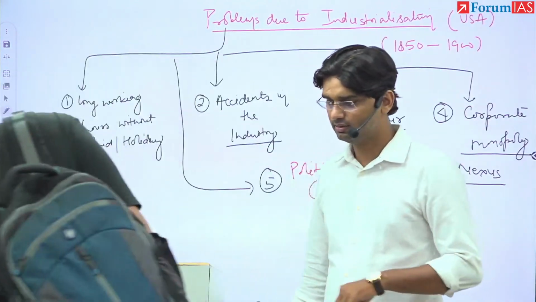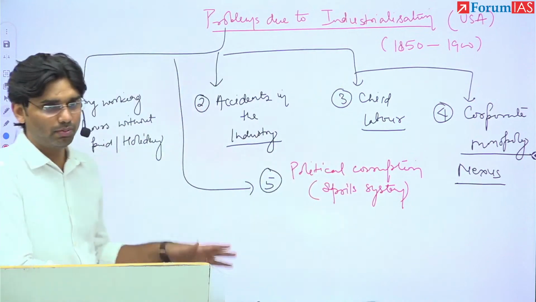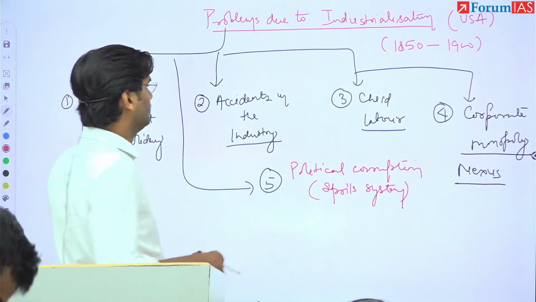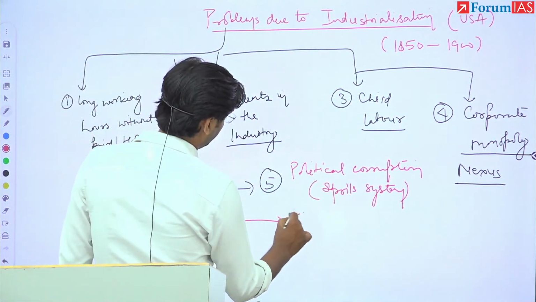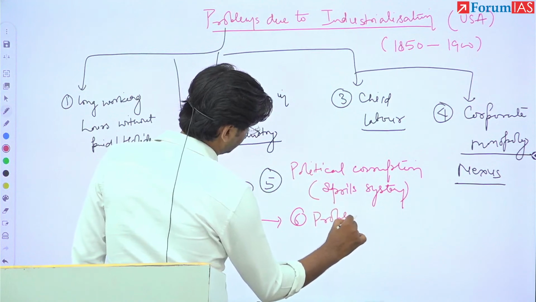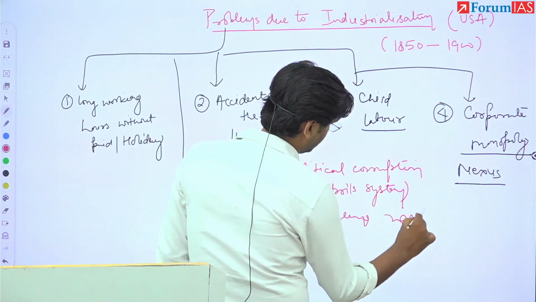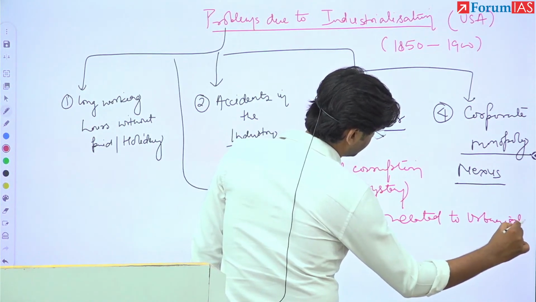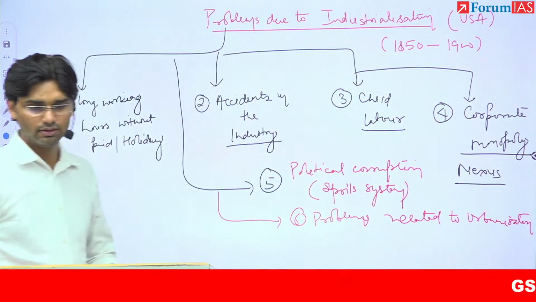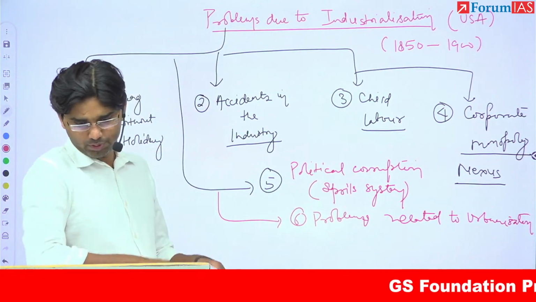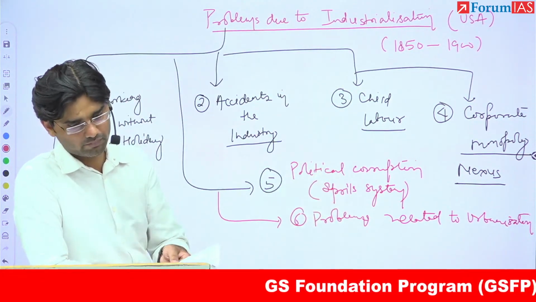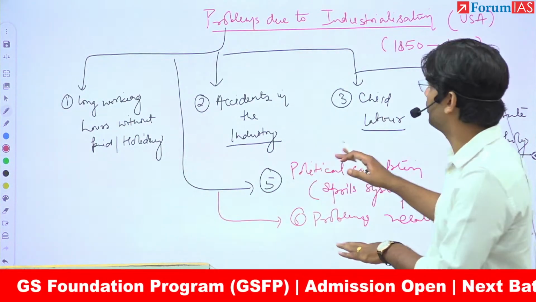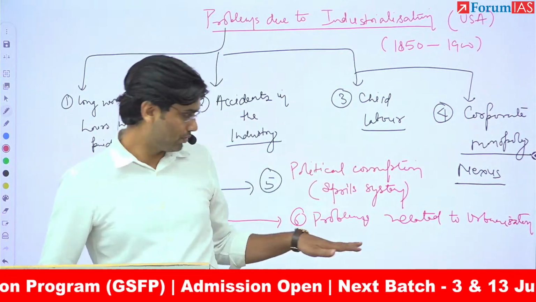And anything else? Any other problem you can remember? Okay, very good. Problems related to urbanization, for example, slums, poor sanitary conditions, right? Then any other problem? Right? So these were the main problems, this I wrote.